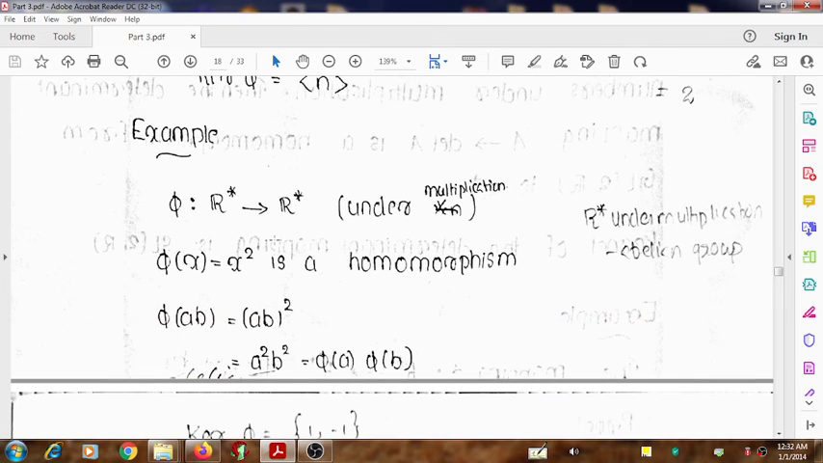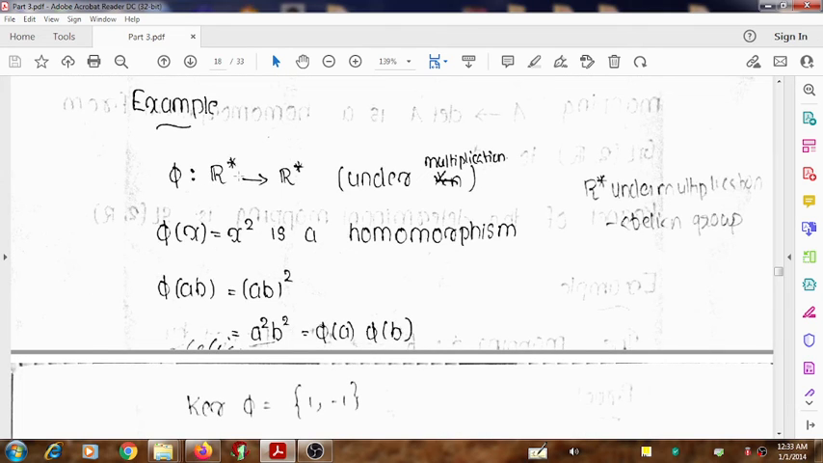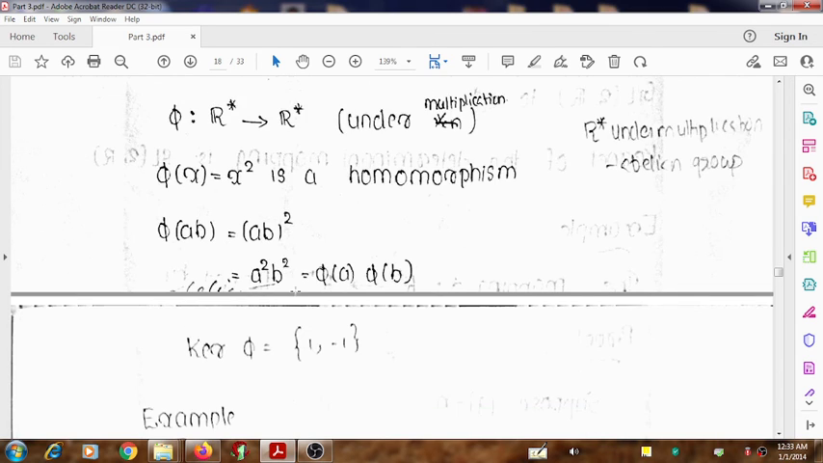Another example, here again we consider R star. Phi from R star to R star, where we consider the multiplication operation, but we are going to define a different image. So phi of x, when x is taken from this group of multiplication, must give us x square. That means the element is squared, but you can show that it's a homomorphism. How? You have to take two elements A and B of the group R star, then phi of AB equals AB the whole square, which equals A square into B square, equal to phi A into phi B.